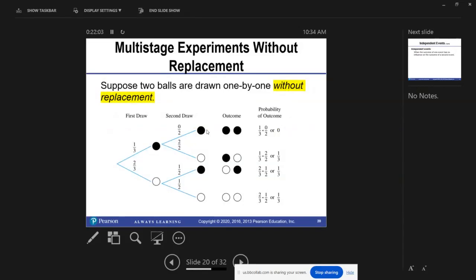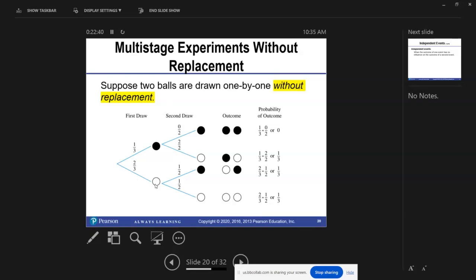Okay, so this time, let's see what happens without replacement. So this time we draw two balls, one by one, but you don't replace after the first ball. So the first draw, you have a 1/3 chance of getting a colored ball, a 2/3 chance of getting a white ball. But remember, if you draw the colored ball first, you're not putting it back in, so there's no chance you'll draw another colored ball because there was only one in the box to start with. You will draw a white ball next, and that's 2 out of 2. That's why that gives us 1.